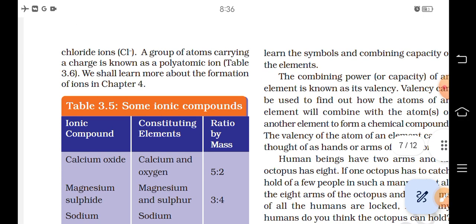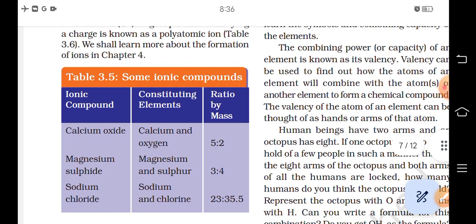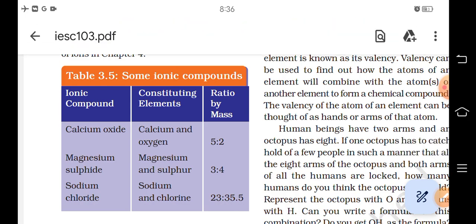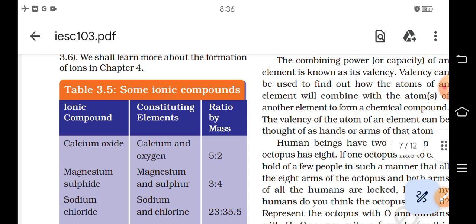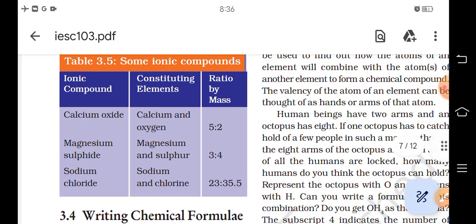We will see more about the formation of ions in Chapter 4. Table 3.5: Some ionic compounds. Ionic compound, constituting elements, ratio by mass. Calcium oxide, calcium and oxygen, 5:2. Magnesium sulfide, magnesium and sulfur, 3:4. Sodium chloride, sodium and chlorine, 23:35.5.